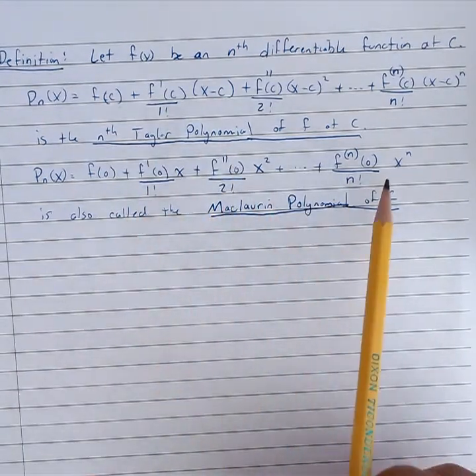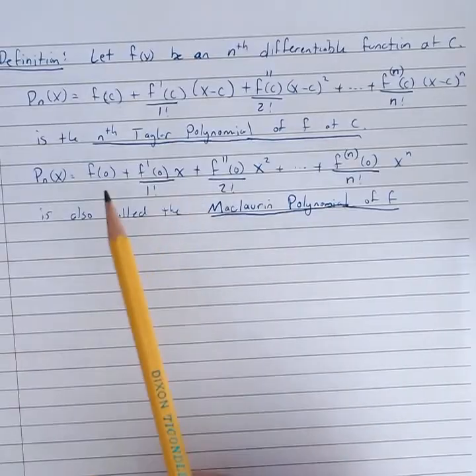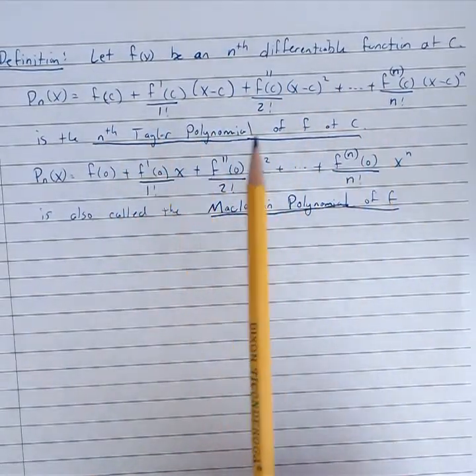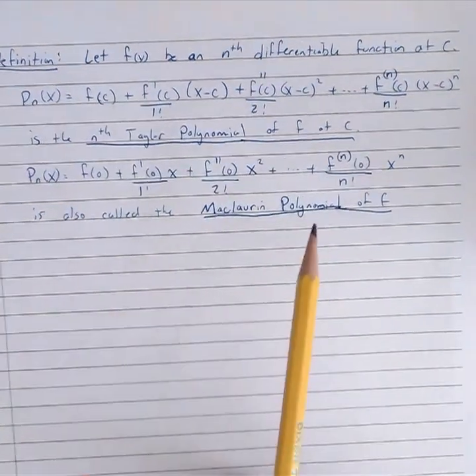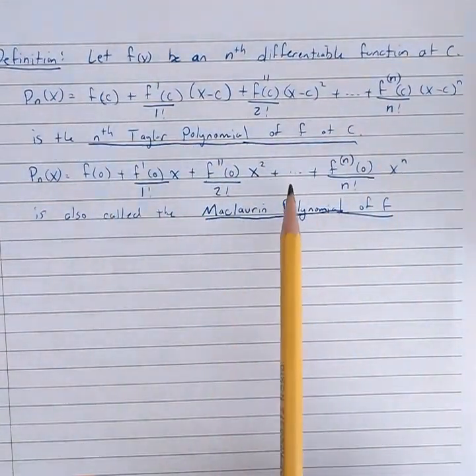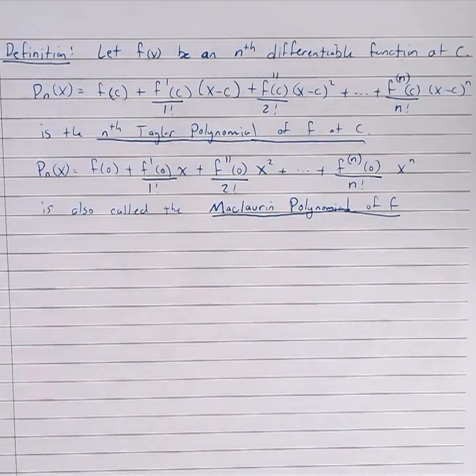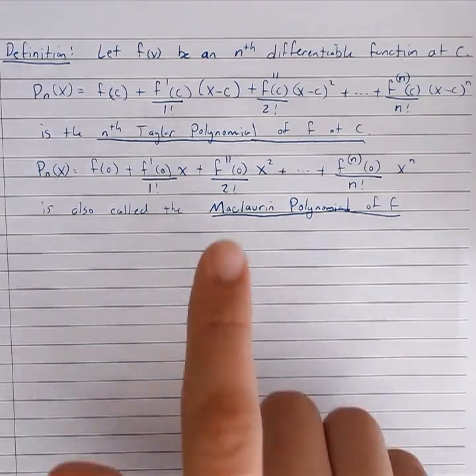Maclaurin did his work with this kind of polynomial specifically at 0, and then Taylor went through and expanded on his work to give us something a little more general. This only works at 0, whereas this works at any point along your function. So we've seen two examples already of the Maclaurin polynomial.